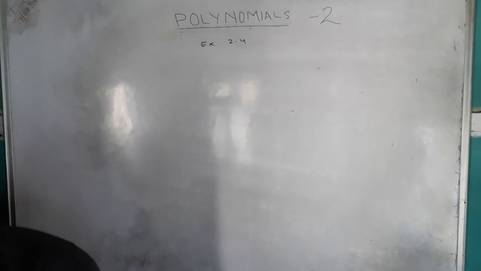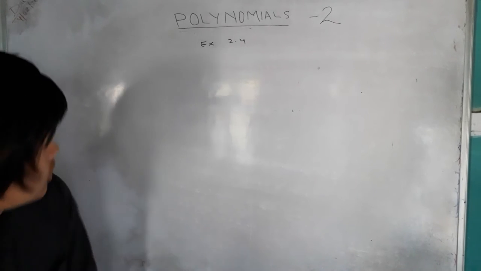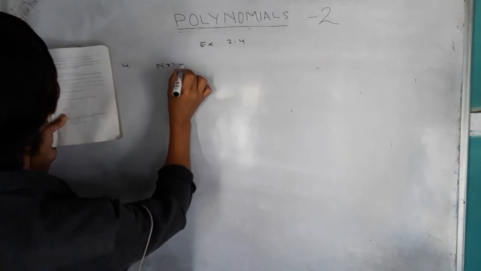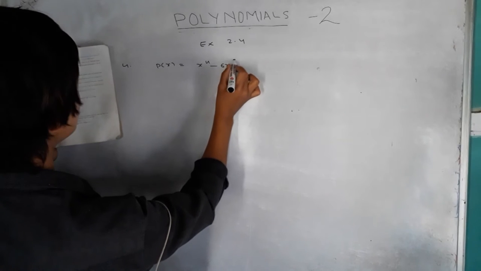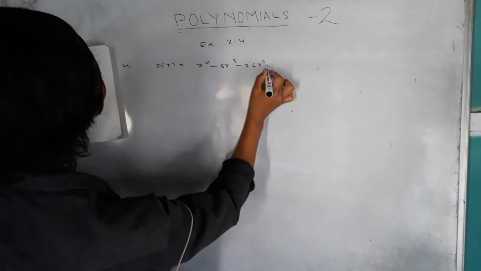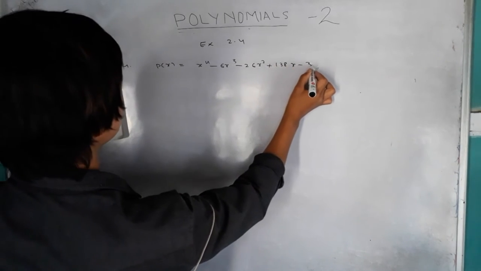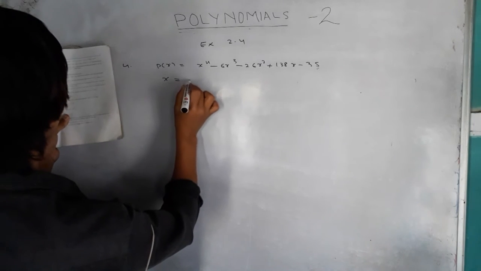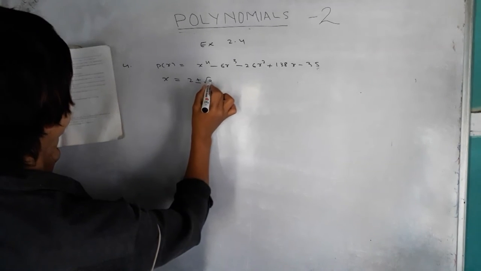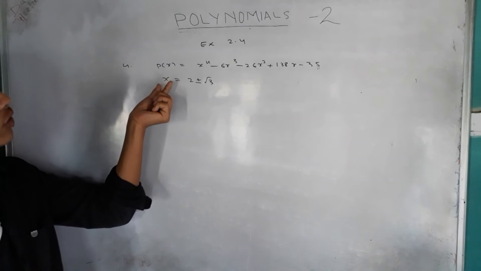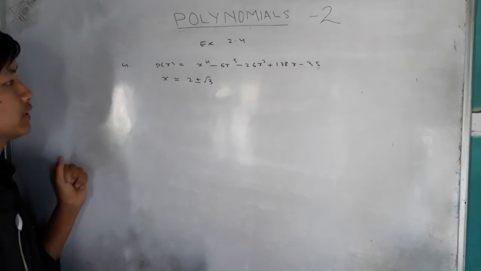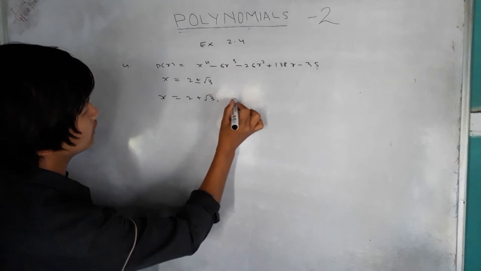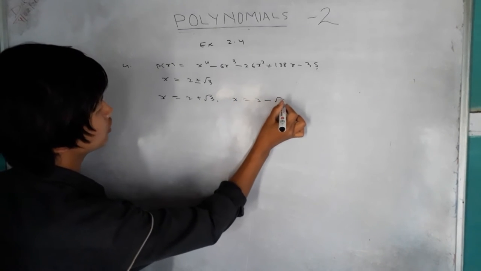If two zeros of a polynomial are given here, find the other zeros. Okay, here given px, question number 4, given px is x to the power 4 minus 6x cube minus 26x square plus 138x minus 35. This is our polynomial, and what is given? X equals to 2 plus minus root 3, means two zeros are given, here is plus, here is minus, it is separating two zeros. Okay, so x equals to 2 plus under root 3, this is our first zero, and x equals to 2 minus under root 3, this is our second zero.